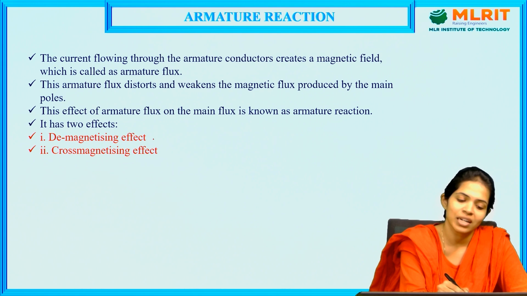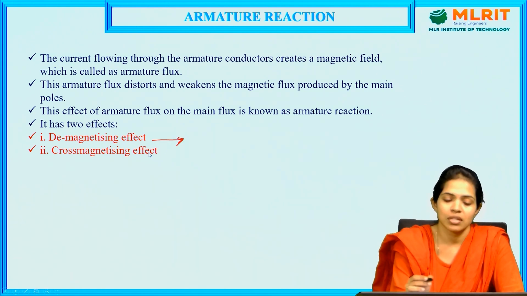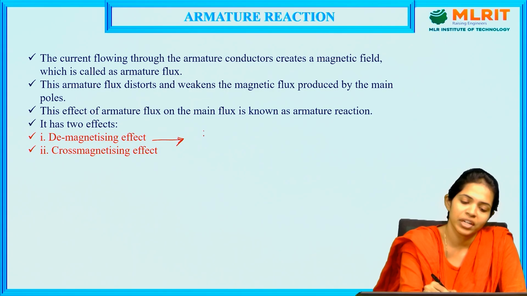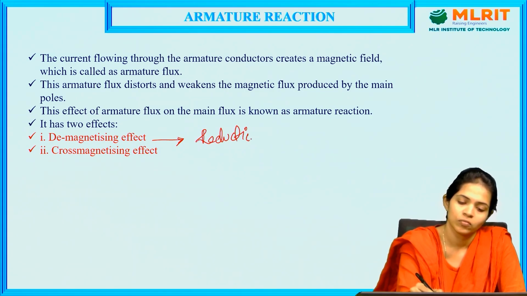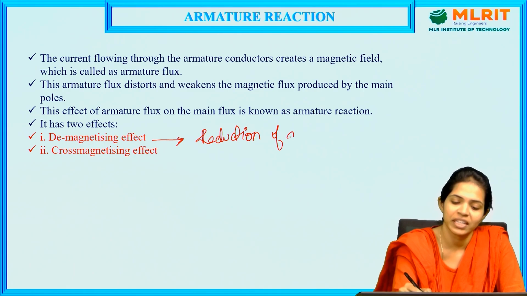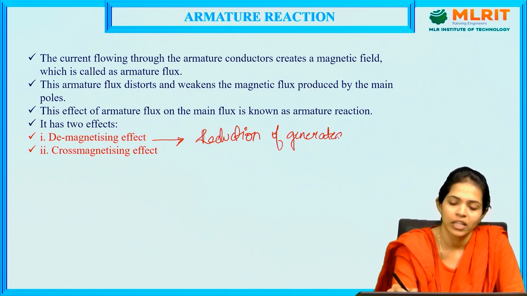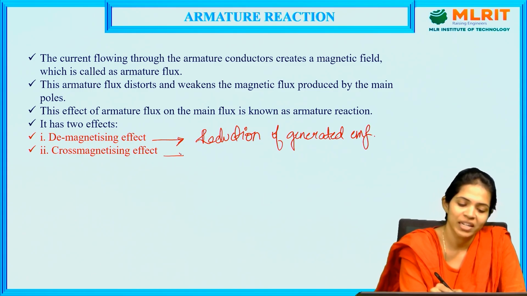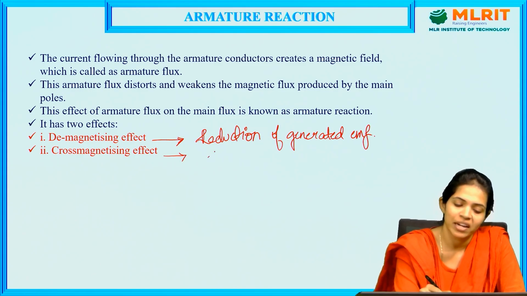The demagnetizing effect causes the reduction of the generated EMF in the DC generator, and the cross-magnetizing effect causes sparking at the brushes.